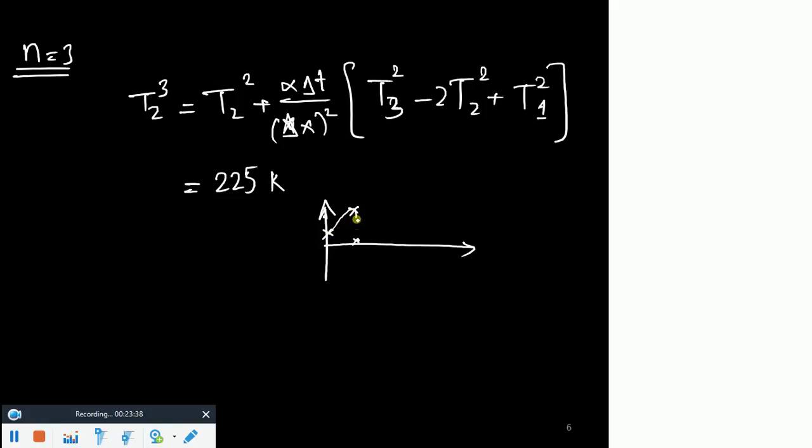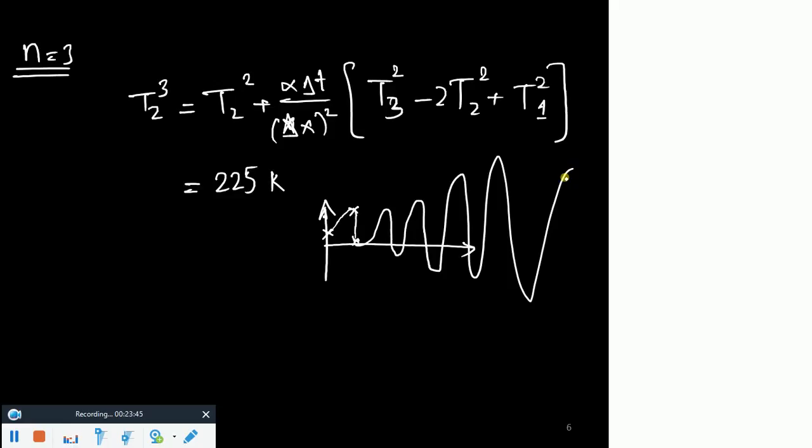Yes, so you see, it would keep fluctuating like this, and suddenly it would grow, at, let's say, T2 temperature with respect to time. Now, do you understand the physical and the computational meaning of stability?